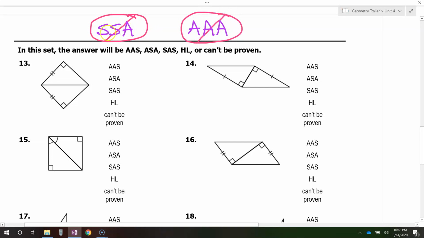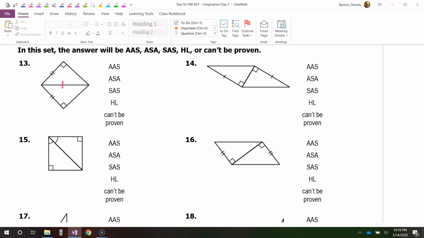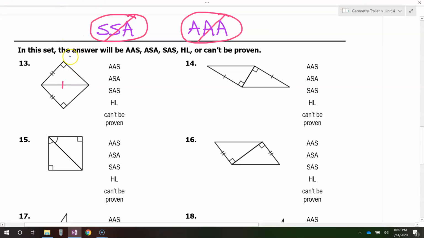All right, especially side, side, angle, because that's two sides and an angle, and this is two sides and an angle, so we can get those confused. But if I see this one, I will pick can't be proven. First, we have the shared side. So we have a shared side right here. Now, let's focus on one triangle at a time.